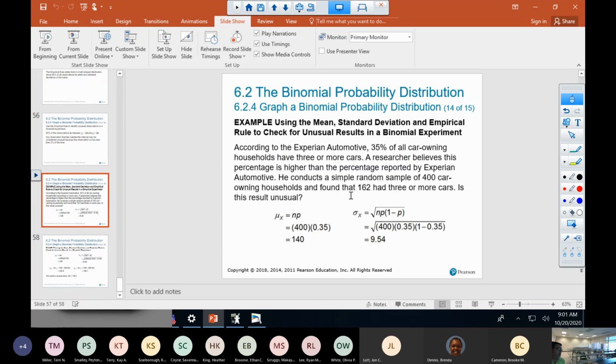All right, there's our example right there. It says, according to Experian Automotive, blah, blah, blah, believes this percentage is higher than the percentage reported. He conducts a simple random sample of 400 car-owning households and found that 162 had 3 cars. Is this result unusual?